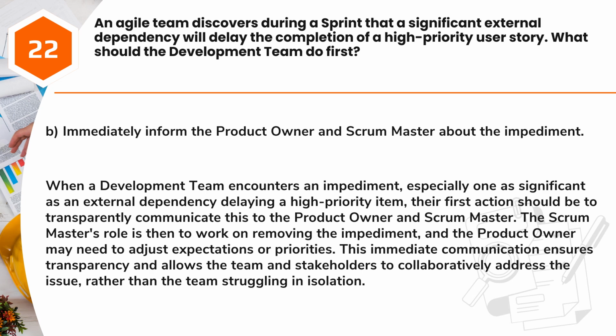Answer: B. Immediately inform the product owner and Scrum Master about the impediment. When a development team encounters an impediment, especially one as significant as an external dependency delaying a high-priority item, their first action should be to transparently communicate this to the product owner and Scrum Master. The Scrum Master's role is then to work on removing the impediment, and the product owner may need to adjust expectations or priorities. This immediate communication ensures transparency and allows the team and stakeholders to collaboratively address the issue, rather than the team struggling in isolation.